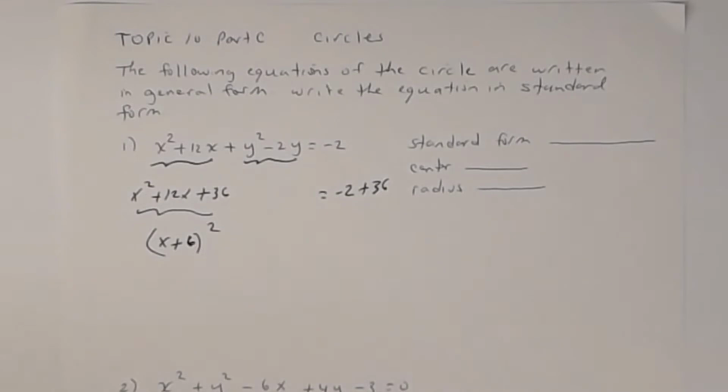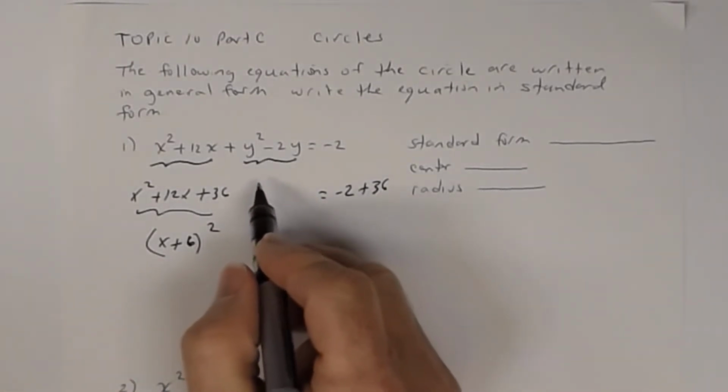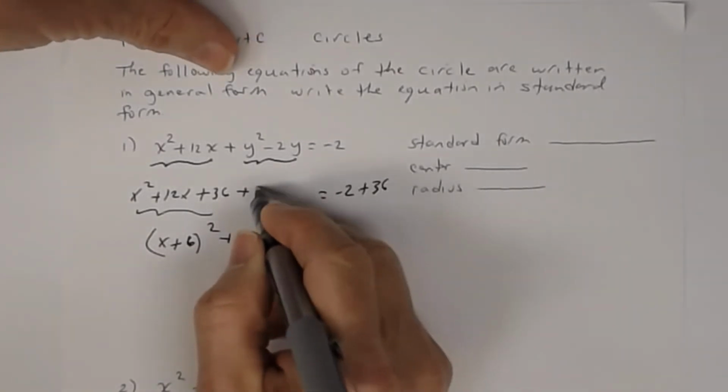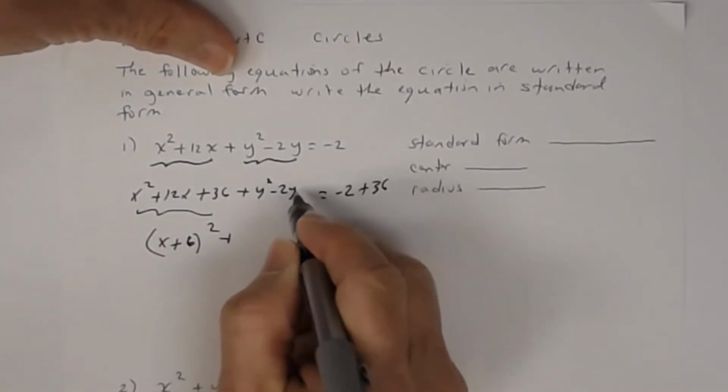Okay? Then you do the same thing with the y's though. All right, so we're going to say plus. All right, and we do the same thing with the y. So you're going to say y squared minus 2y plus.